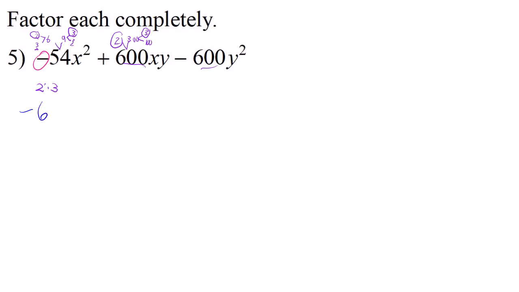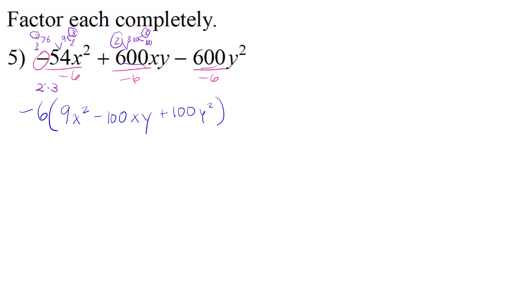Factor out the negative. They don't have any variables in common, but remember, if we did have a variable in common, we just take that out with the negative 6, right? So now I'm going to open up parentheses, and I'm going to divide everything by negative 6, right? And so negative 54 divided by negative 6 is positive 9. Bring down the x squared. 600 divided by negative 6 is negative 100. Don't forget to change the signs. Bring down the xy. Negative 600 divided by negative 6 is going to be positive 100 y squared.